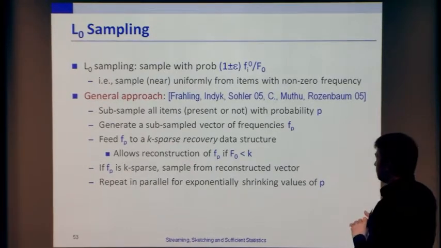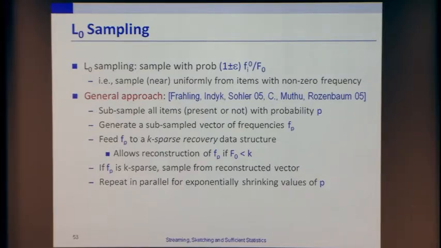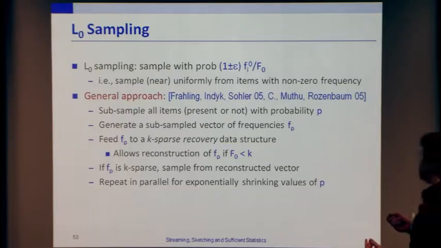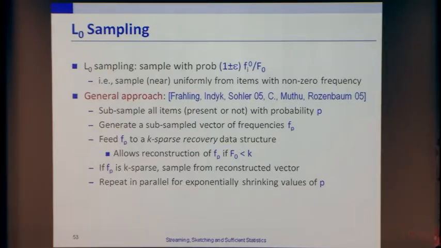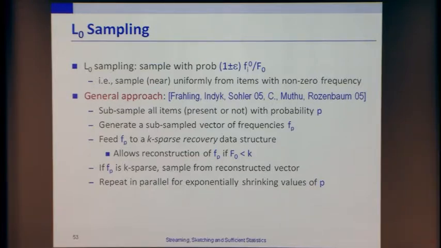So we want to look at this idea of L0 sampling. We want to be able to sample approximately uniformly those items that are present with non-zero frequency after we've seen our input. There's been quite a lot of work on this, but when you step back from it, there's a single template, a couple of ideas chained together that really make this work.